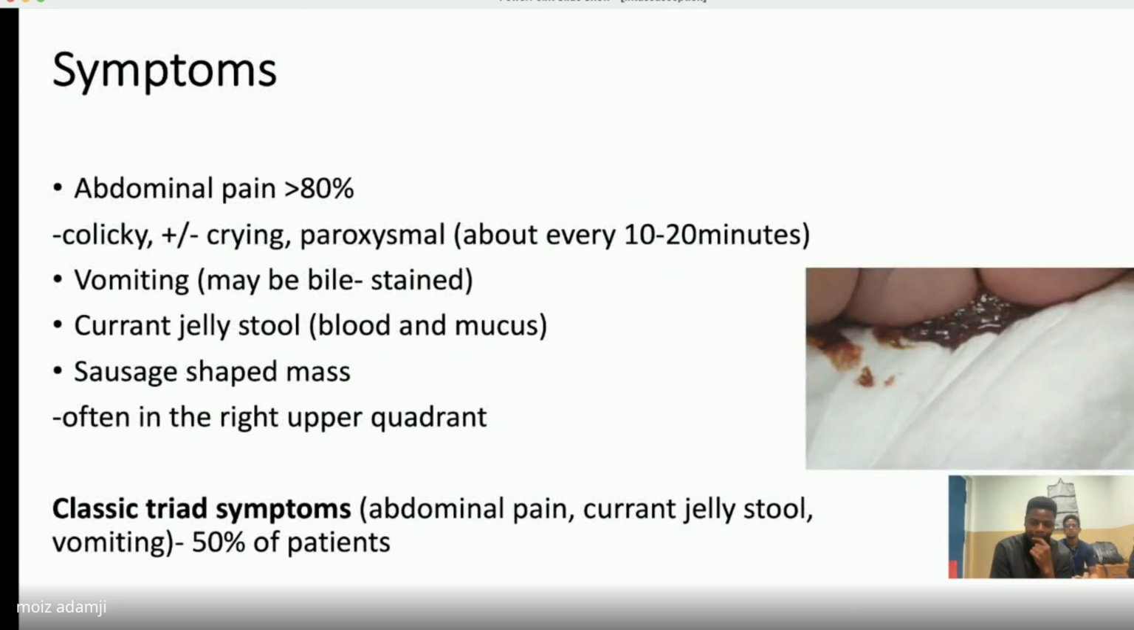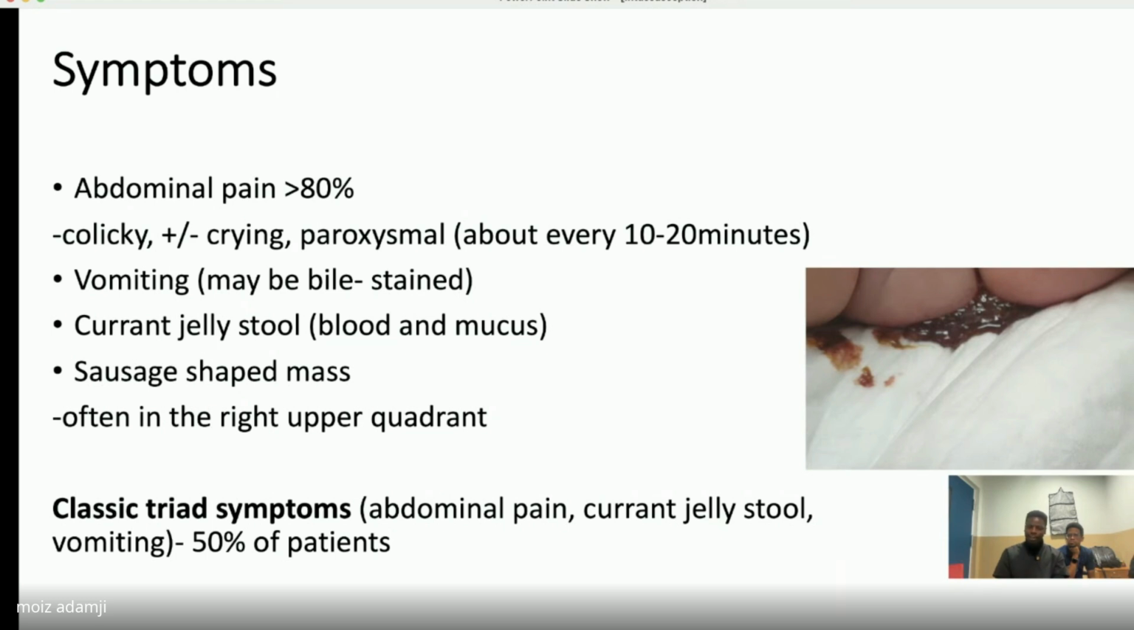So what are the symptoms? Usually there is abdominal pain, and the pain is colicky. However, in kids who cannot talk, it's very difficult to know the nature. But for the kids who can talk, the pain is colicky, and most of the time kids have this discomfort associated with crying excessively, and it's paroxysmal. It may come and go, but consistently. Every 10 to 20 minutes, the patient may complain about abdominal pain.